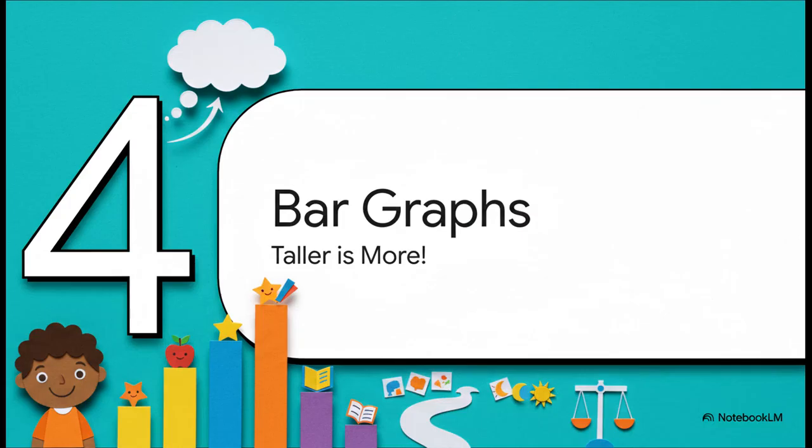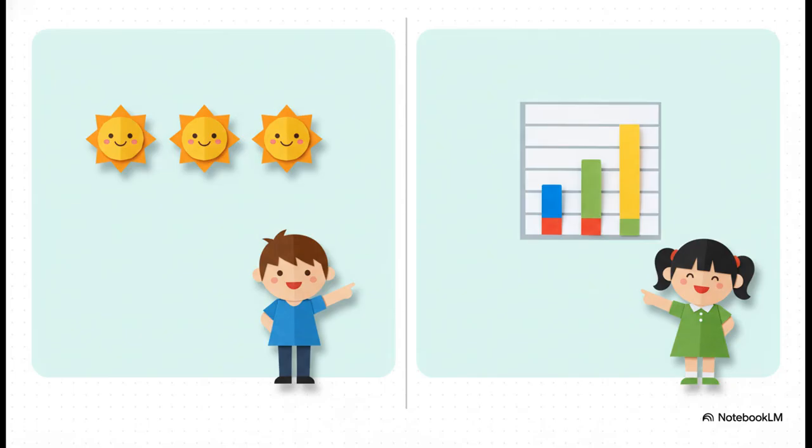Now, pictures are fantastic, but there's another really powerful way to show our data, and this one is great when you want to compare things really quickly. It's called a bar graph, and the main rule is so simple you'll never forget it. Taller is more. So on the left, we have Raman's way with pictures, and on the right, we have Sheila's way with a bar graph.